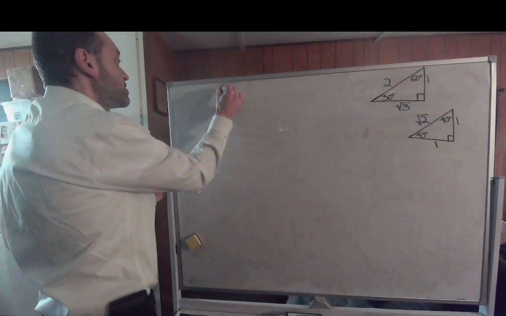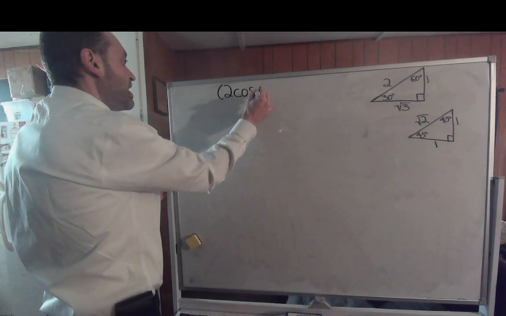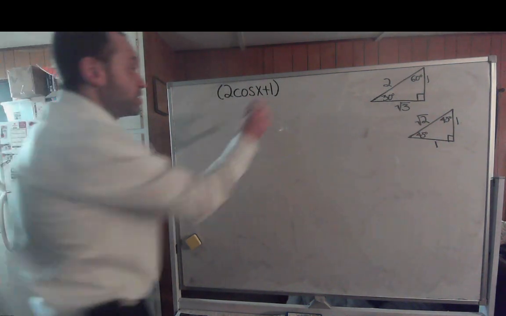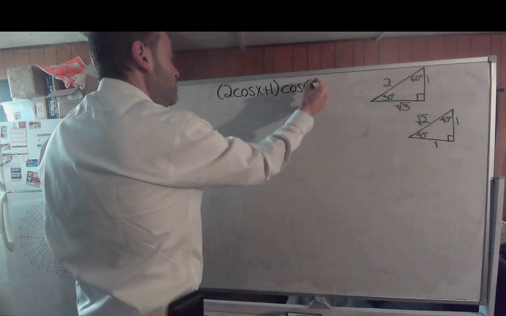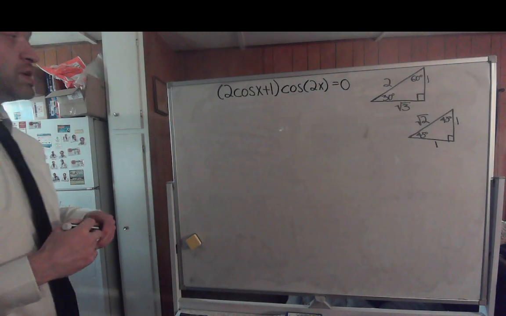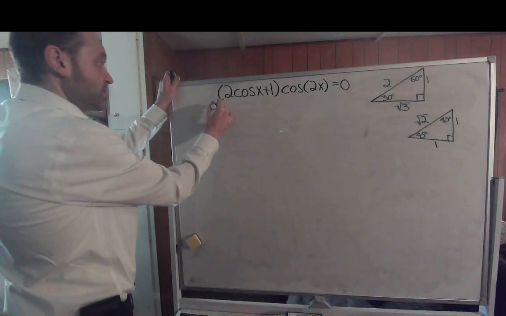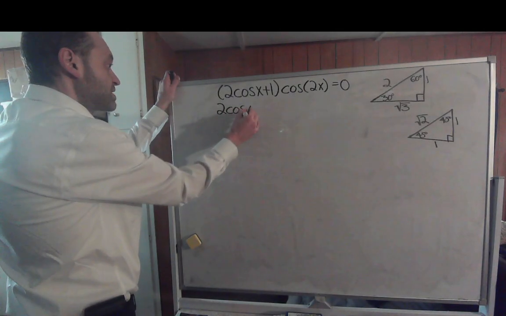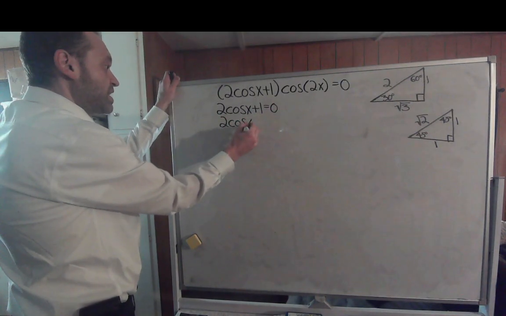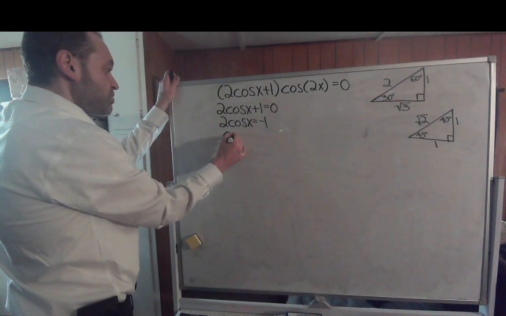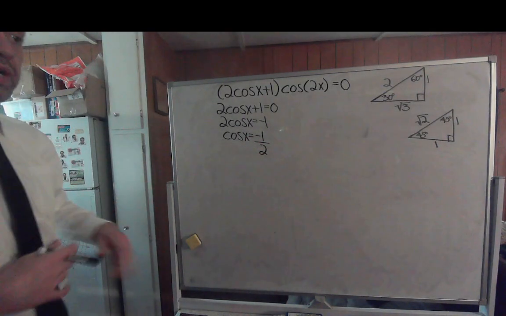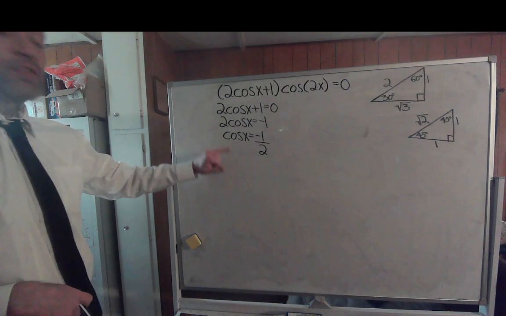We have 2 times the cosine of x plus 1 times the cosine of 2x. Both of those factors multiplied together equal 0. Well, let's deal with the first factor, set that equal to 0. So take 2 times the cosine of x plus 1, set that equal to 0. That would give you 2 times the cosine of x equals negative 1, which would give you the cosine of x equals negative 1/2. Alright, so when is the cosine negative? That's in the second and third quadrants.